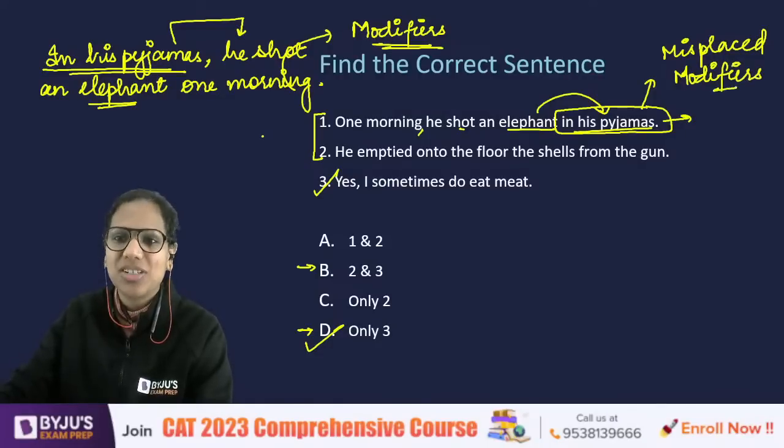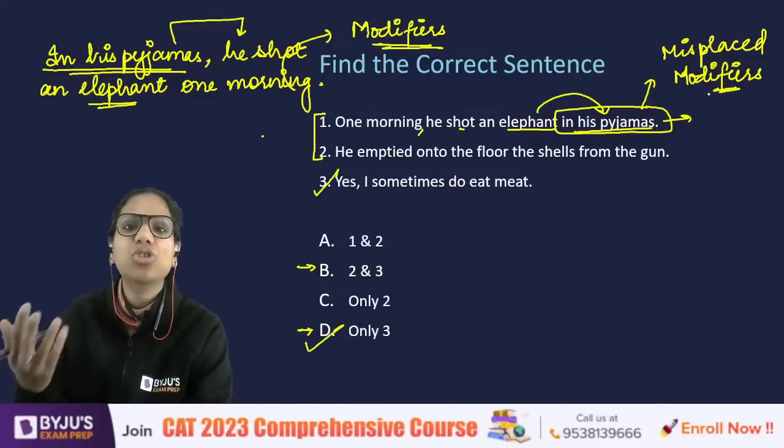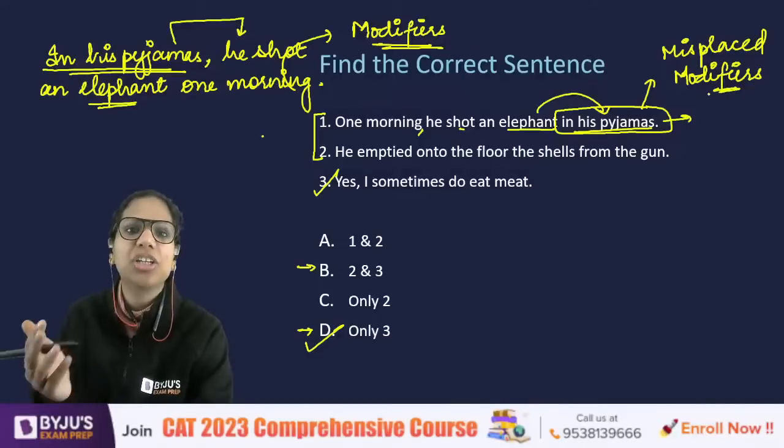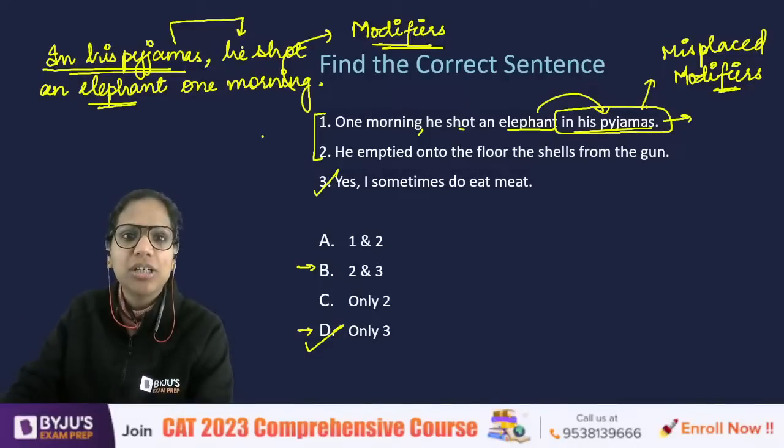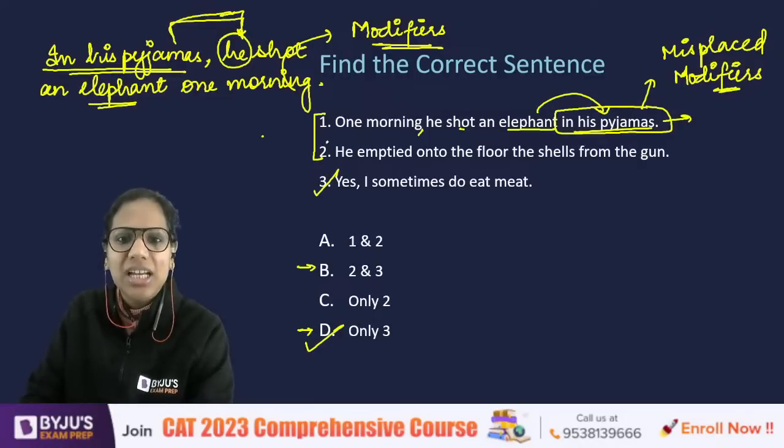Modifiers are descriptors. They give descriptions. They give you additional information about a particular noun or a pronoun. So here, "in his pajamas" was describing "he." It was not describing the elephant. Okay. Coming to 2. He emptied onto the floor the shells from the gun. He emptied onto the floor.